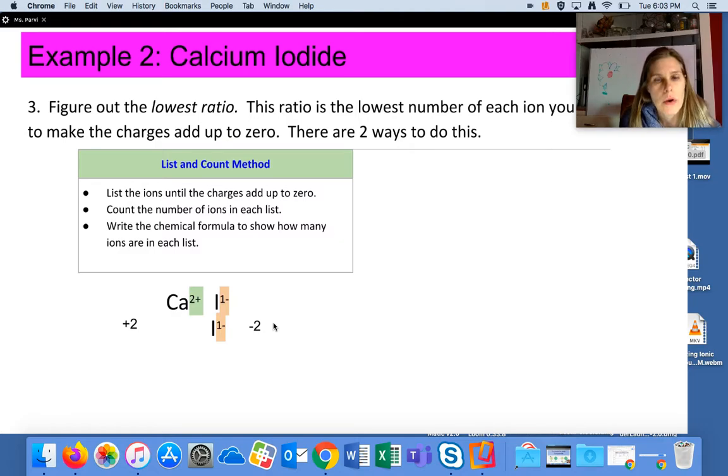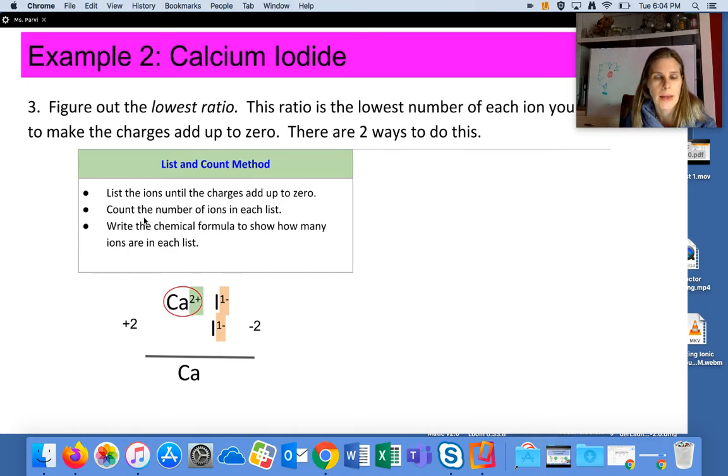When we add one more, now we have a -1 and a -1 together is a -2. Now we have a +2 over here, a -2 over here. We've got the charges added up to 0. Now we just need to count the number of ions in each list. So I'll count. How many calciums do I have? Just 1. So I write my calcium below, but I do not need to write 1 as a subscript. When there's no subscript written, that means it's just 1.